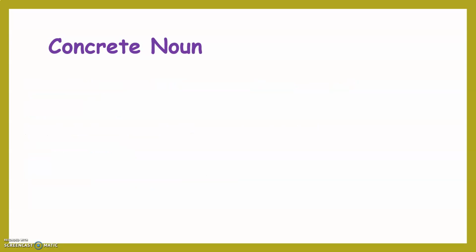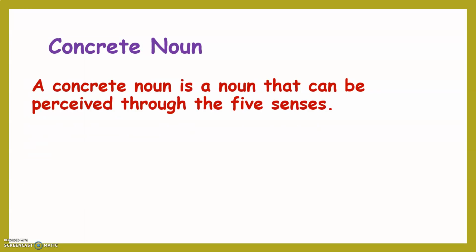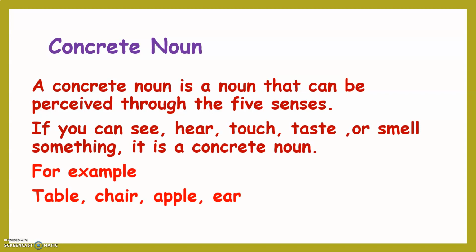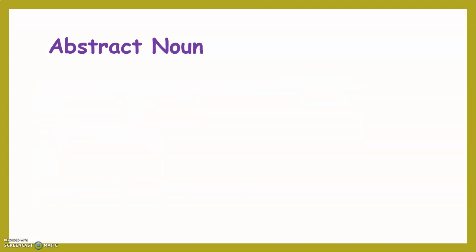Next is concrete noun. A concrete noun is a noun that can be perceived through the five senses. For example, अगर आप उसको देख सकते हो, if you can see, hear, touch, taste और smell, तो वो एक concrete noun है. जैसे कि टेबल को आप टच कर सकते हो, चेयर को आप टच कर सकते हो. Okay, so these are concrete nouns.